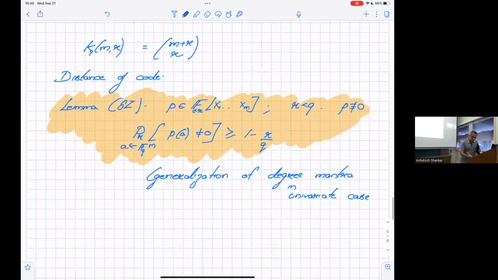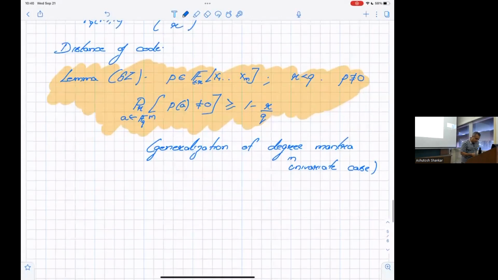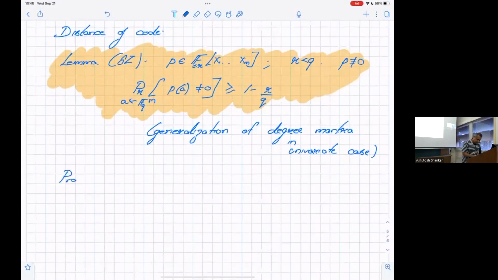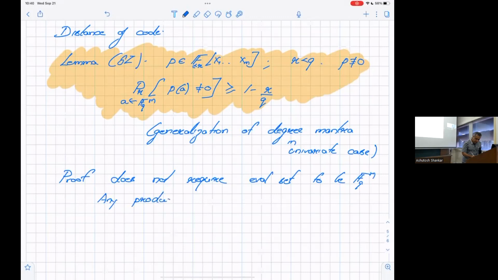Okay, I will not do it. By the way, the proof which I just described does not require the evaluation set to be S to the n. Any product set S to the power n will suffice.